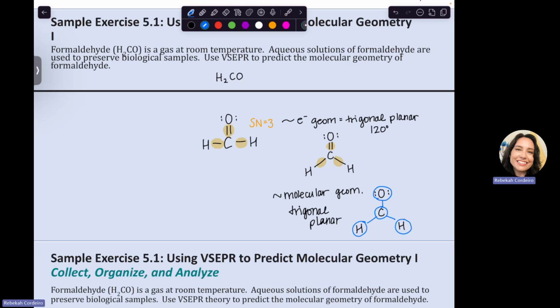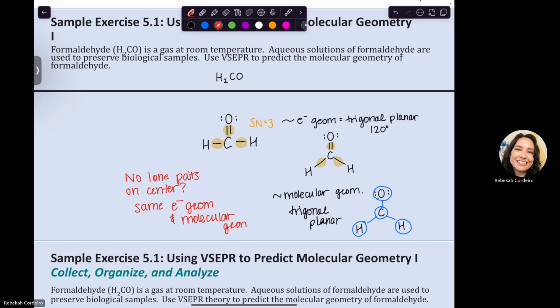I don't recommend drawing it necessarily like that, like taking out the bonds, but that's essentially what molecular geometry is looking at, only the relationship between the atoms, not the electron groups. These are going to be the same. Molecular geometry and electron geometry are the same anytime you have no lone pairs on the center. So they both are trigonal planar.